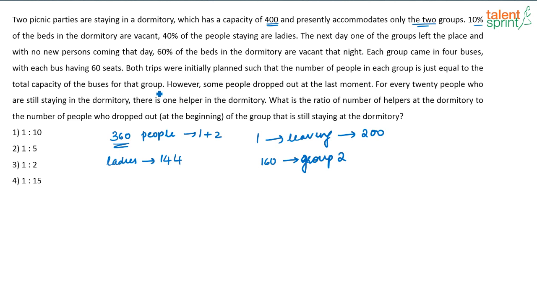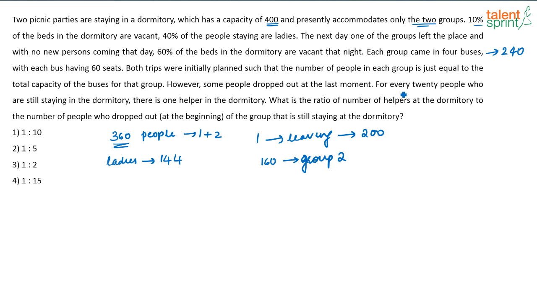Here it is given that each group is coming in 4 buses having 60 seats. Totally each group has 4 buses, right? The total capacity of all the 4 buses put together is 240 for each group. But what has happened? They were planning to bring 240 people in group 1 and 240 people in group 2. But some people did not turn up, right? So that is why there is a reduction in the number of people who have come.